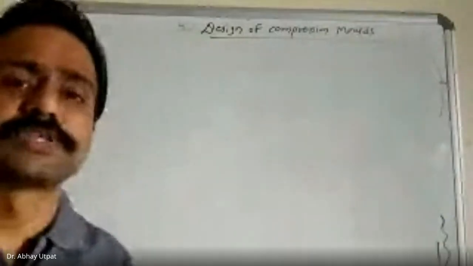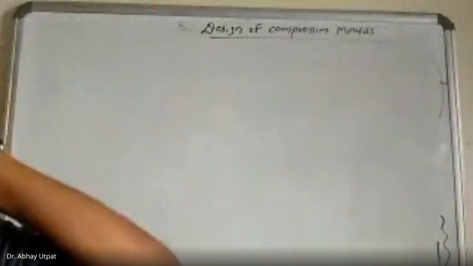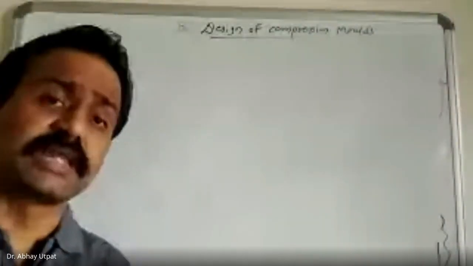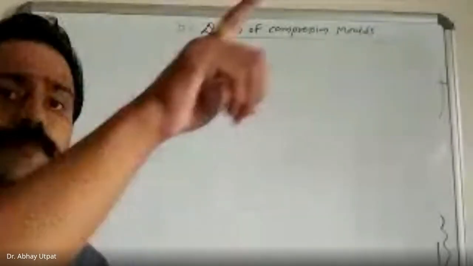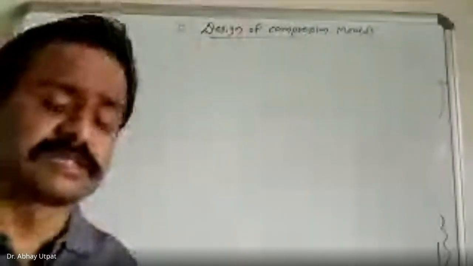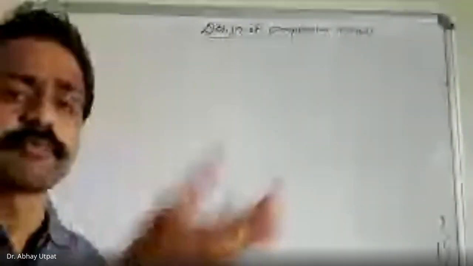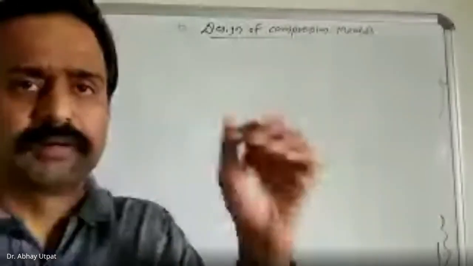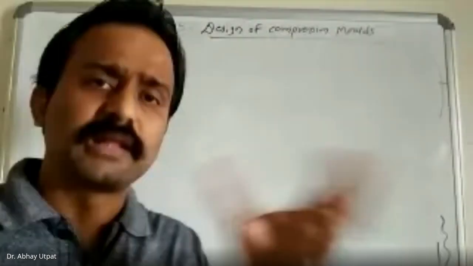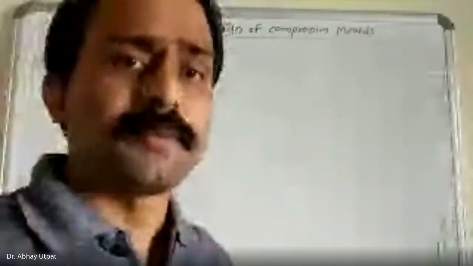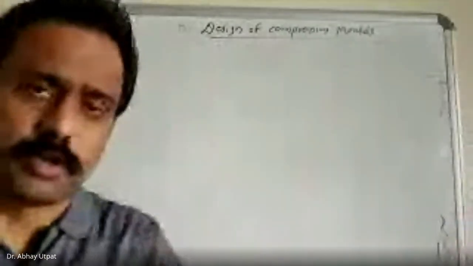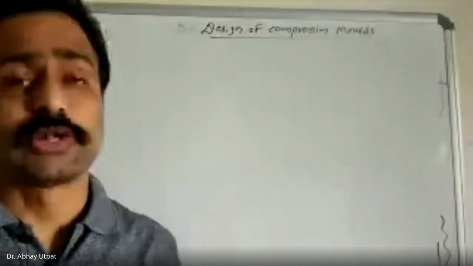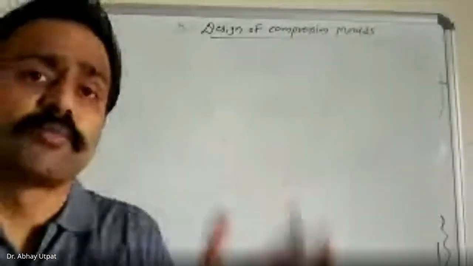So at the end of this chapter, students will be able to design a compression mold for a given component. Means some figure will be given to you. If you are the design engineer, some customer will come to you and give some drawing, and some material may be decided for making that component. Then as a design engineer or as a manufacturer, you have to make the mold for that component. Suppose the order is of 10,000 components. So those 10,000 components are prepared in one mold.